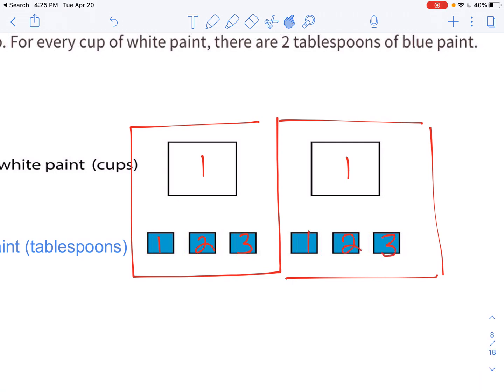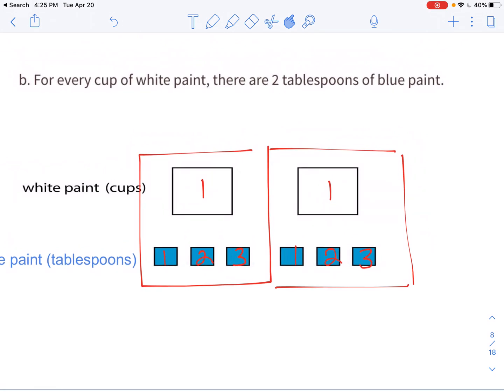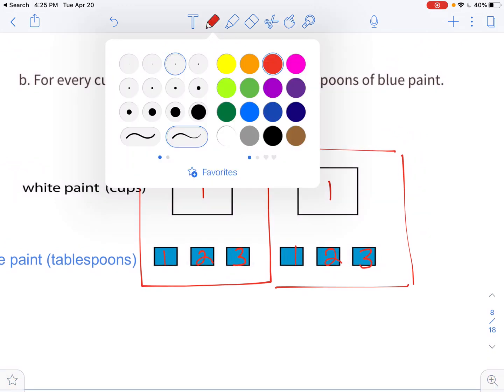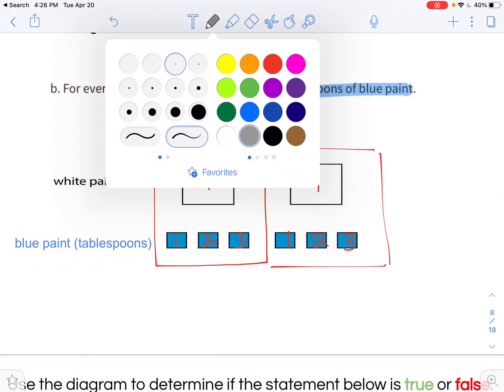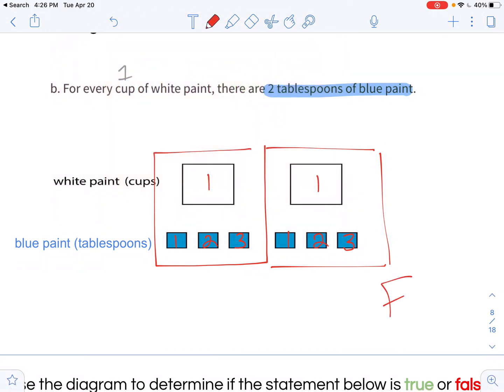Let's look back at the sentence. For every cup of white, because there's no S, I know that's 1. For every 1 cup of white paint, there are 2 tablespoons of blue paint. This can't be true because we just numbered the blue. It's 3. There are 3 blue, so I'm going to write false for this one.